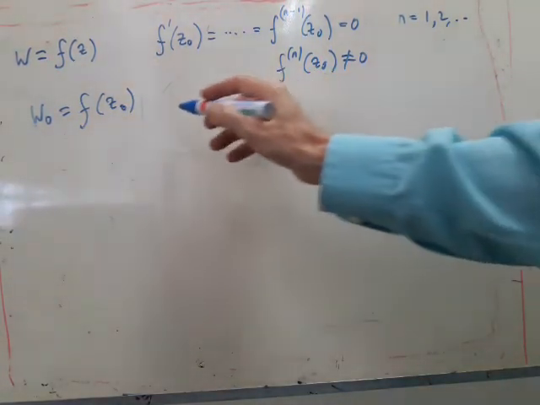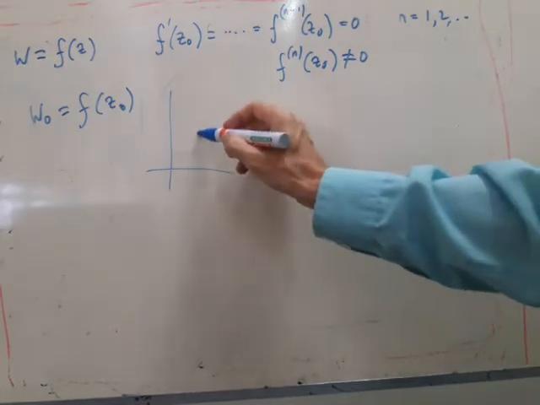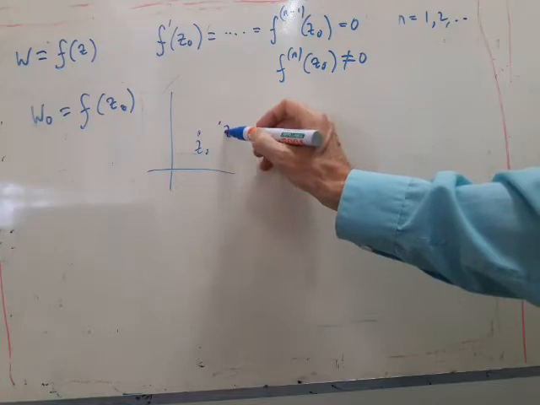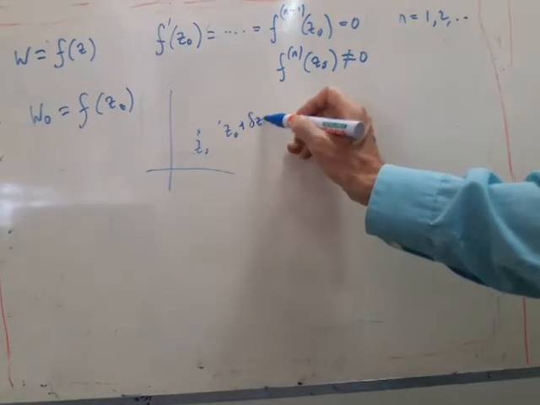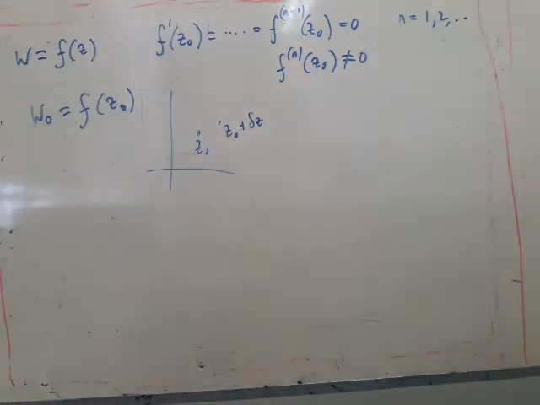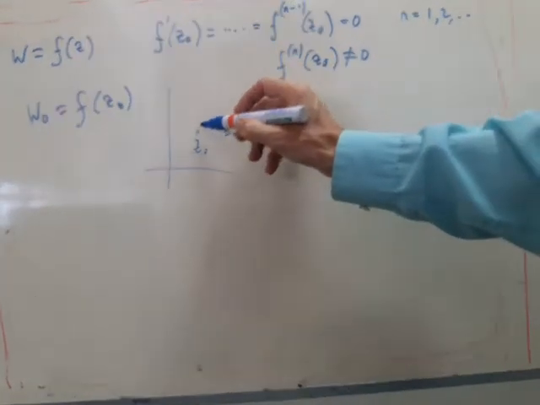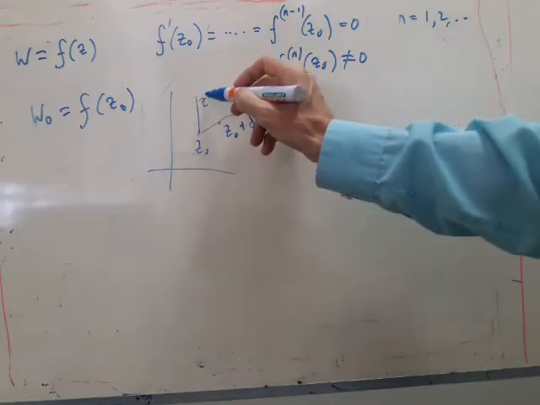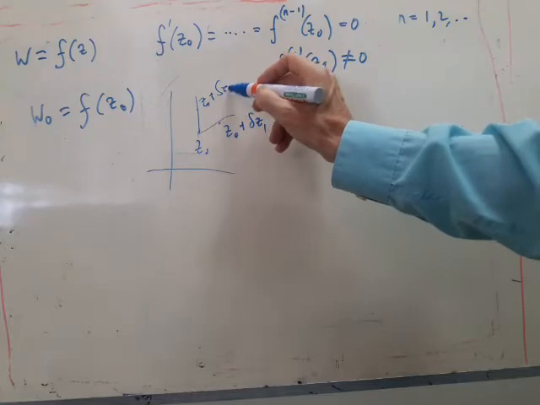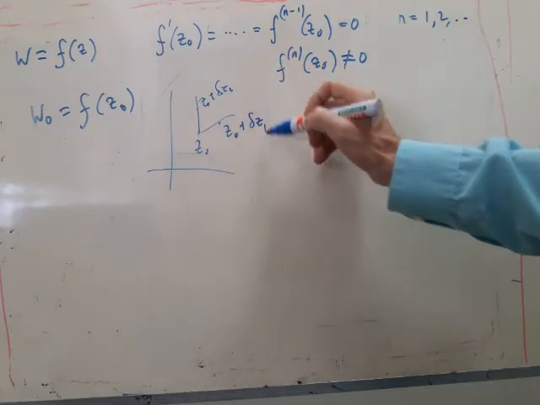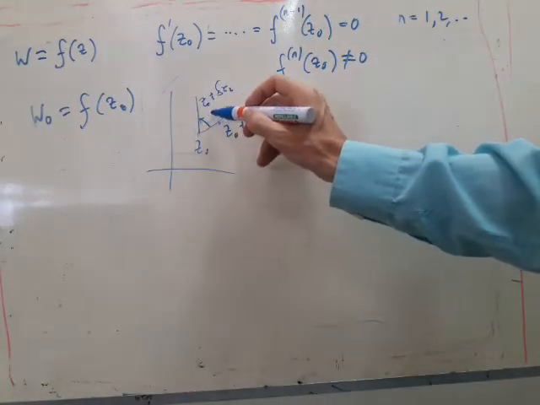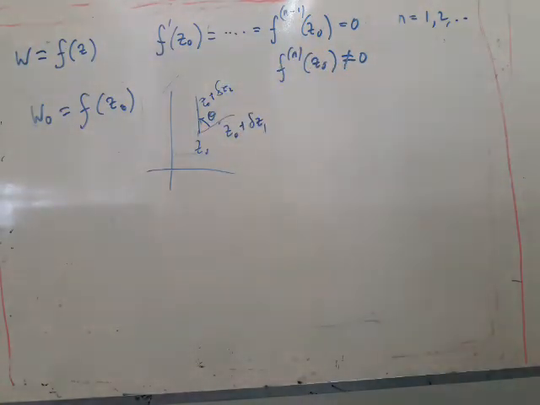And then what we're going to do is consider we've got z0 here, and then we consider this point here, which I call z0 plus delta z1, and this point here, which I'll call z0 plus delta z2. Okay, so delta z1 and delta z2 are very, very small, and the angle between them I'll just call theta for the time being.